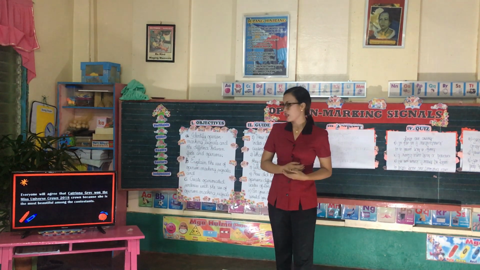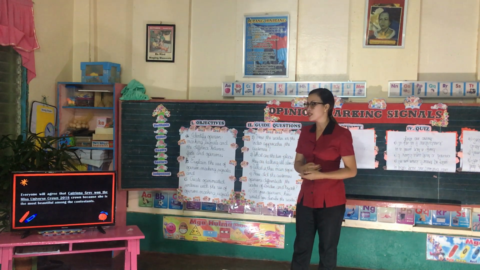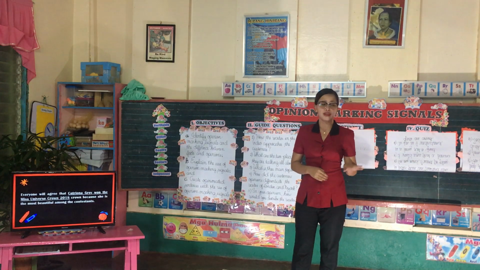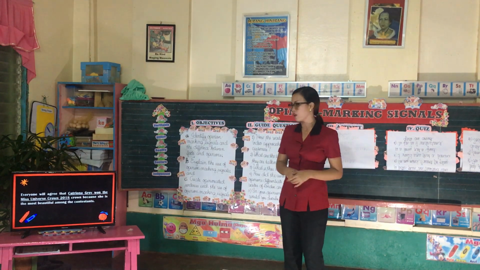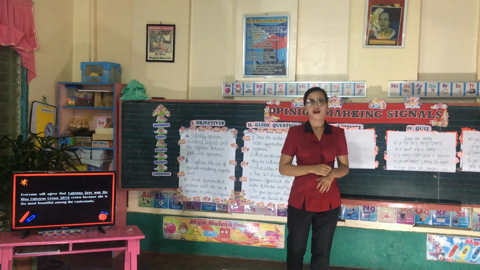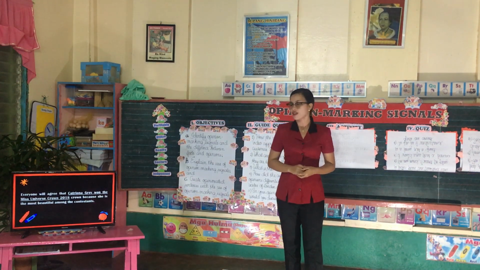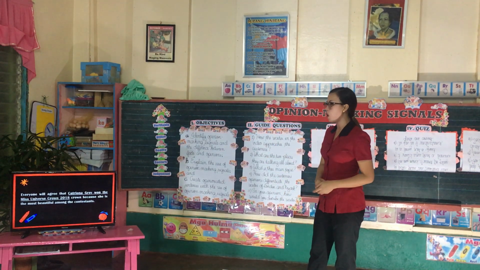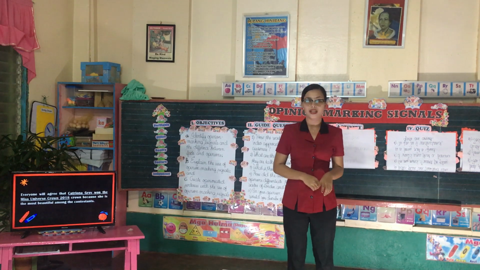Everyone will agree that Catriona Gray won the Miss Universe crown 2018 because she is the most beautiful among the contestants. So where do you think is the fact phrase in this statement? Very good. We have the underlined phrase: Catriona Gray won the Miss Universe crown 2018.